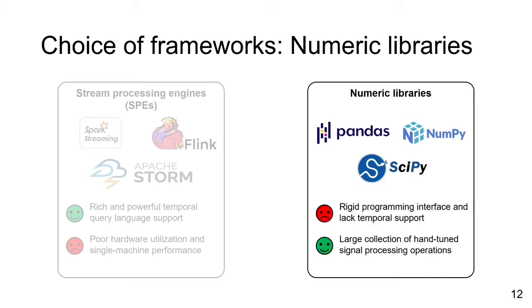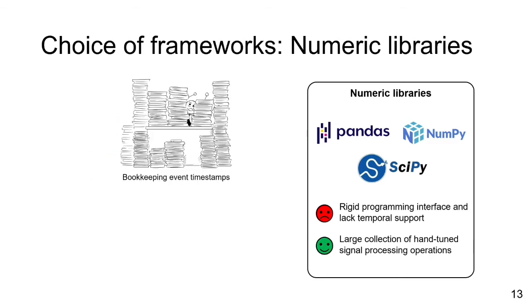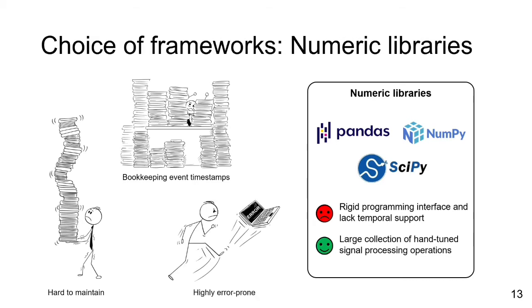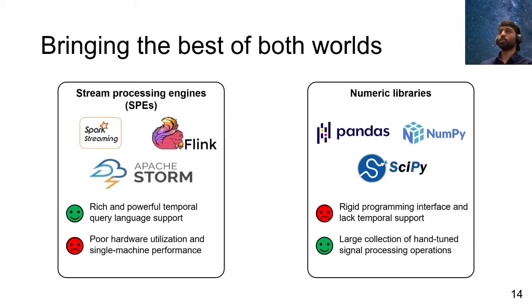However, these libraries are not originally designed for handling stream processing, neither do they have support for temporal operations. Therefore, writing stream processing pipelines using these libraries involves a lot of bookkeeping at the application level in order to maintain the timestamp of all the intermediate events generated in the pipeline. This makes these pipelines extremely hard to maintain as well as highly error prone. So both these choices of frameworks either fail to be a good fit for physiological data processing from a performance aspect or a programmability aspect.